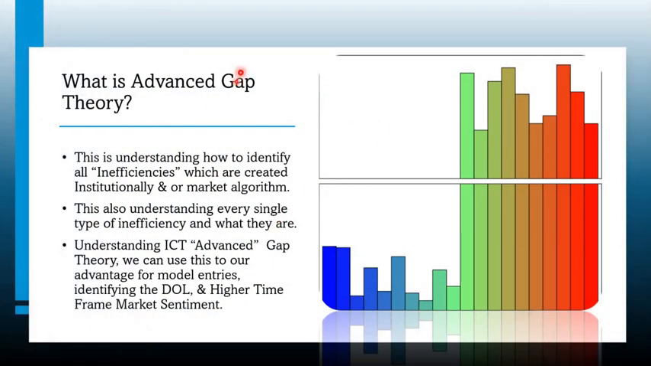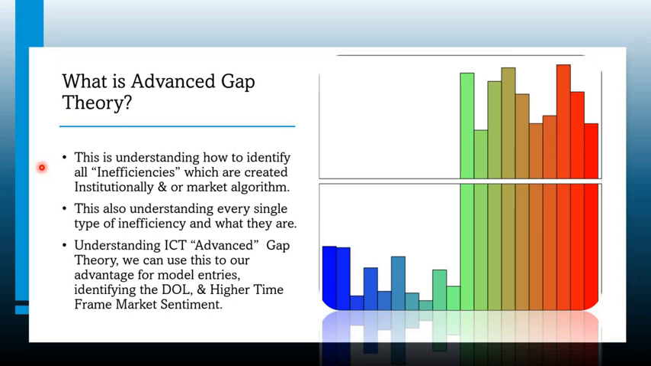So what is advanced gap theory? This is an understanding of how to identify all inefficiencies which are created institutionally and/or by the market algorithm. So remember, an inefficiency is basically some type of area in price that is not operating efficiently with the market algorithm, and that can be affected by the algorithm alone or by institutions manipulating price to create that imbalance in price.